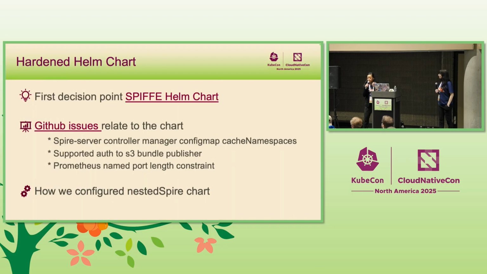Time for the how. How did we do it? Bespoke to nested. First decision point is to consume the SPIFFE hardened Helm chart. It's called hardened Helm chart for a reason. We understood that it's a community coming together through adoption, through testing, through contributing back.